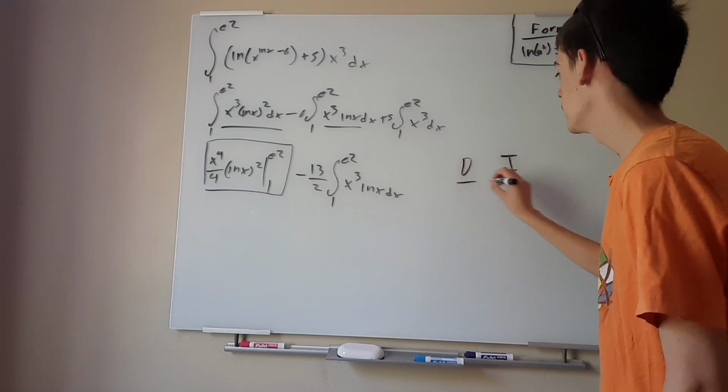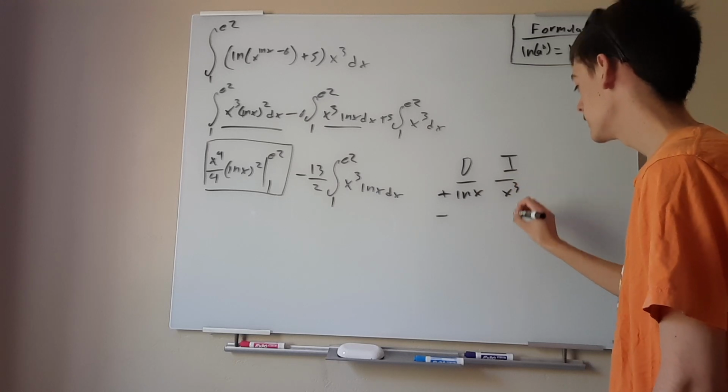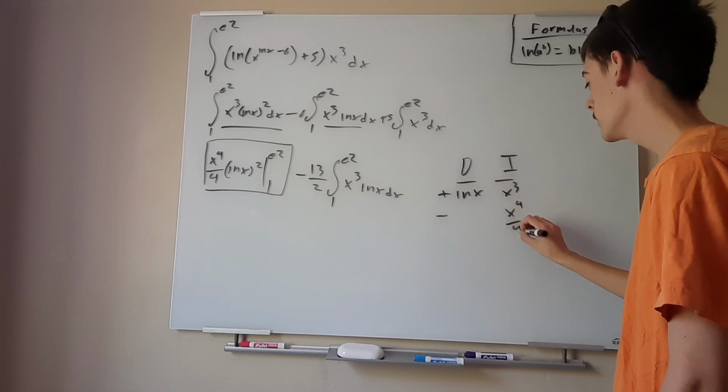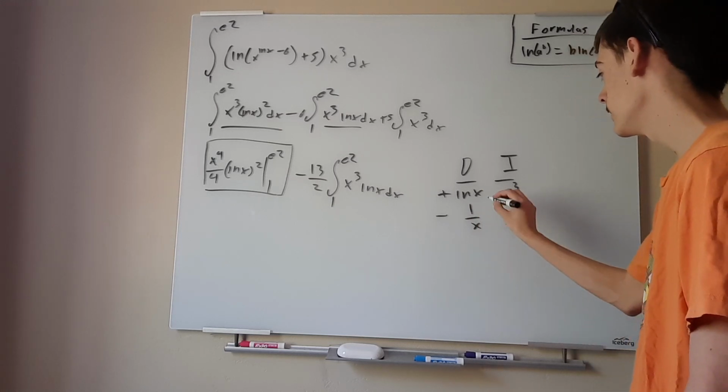So DI method again, we will differentiate our natural log x, integrate x cubed. Integrating x cubed, we'll get x to the 4th over 4 again, and differentiating ln x, we'll get 1 over x. So the first part of our answer will be this diagonal again.